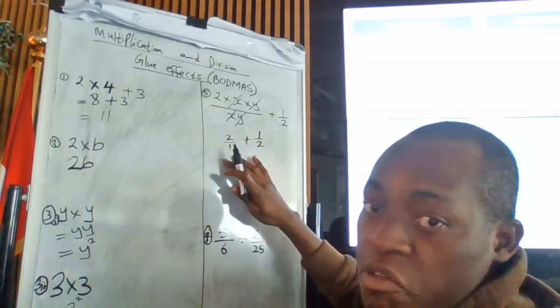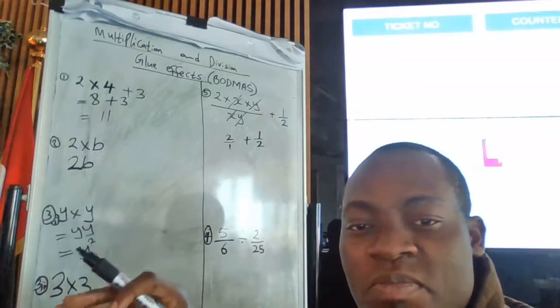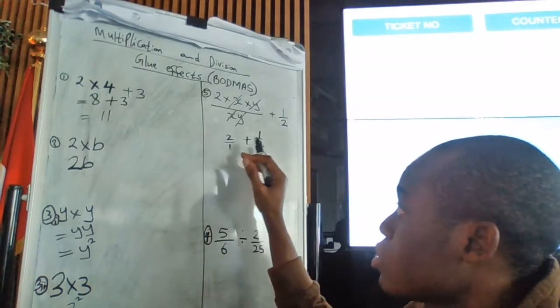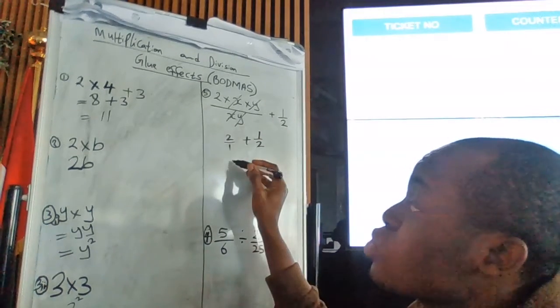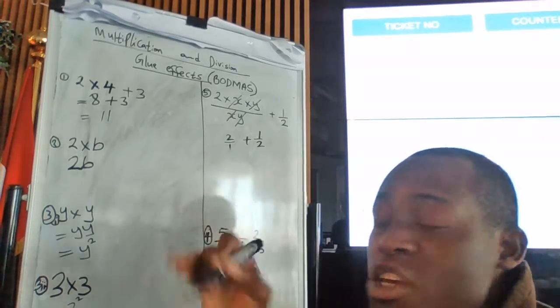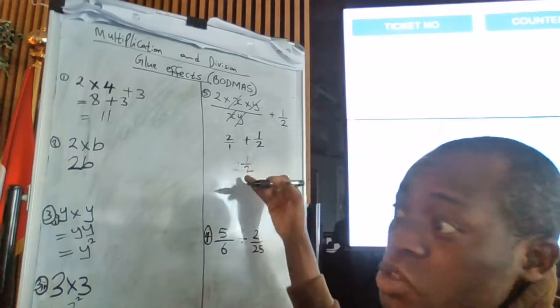So you need to find the LCM. That is where the issue of LCM comes in. So 2 over 1 plus 1 over 2, this 2 over 1 is the same thing as 2. 2 plus 1 over 2, which is what? 2.5. You can use your LCM and check if you are going to get 2.5. 2 plus half is 2.5.